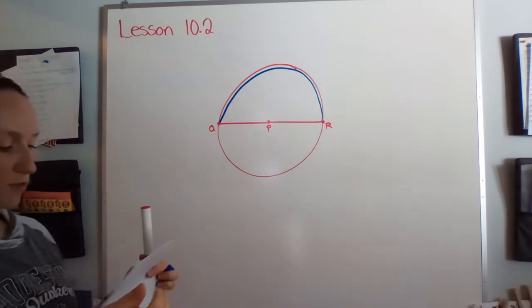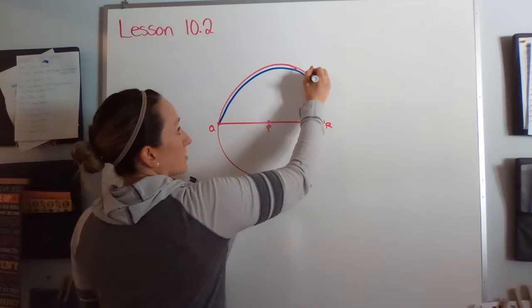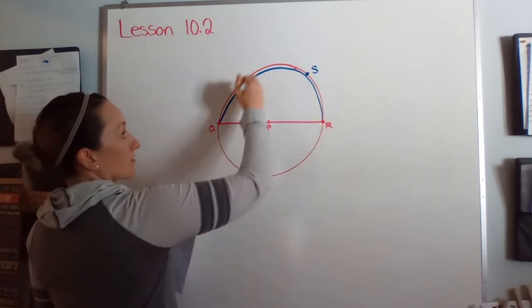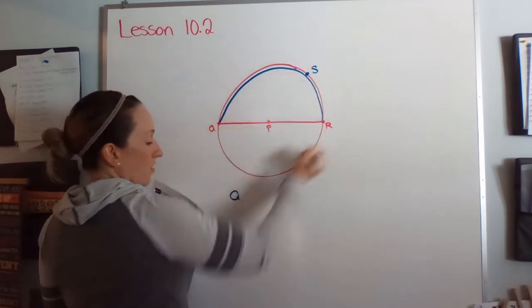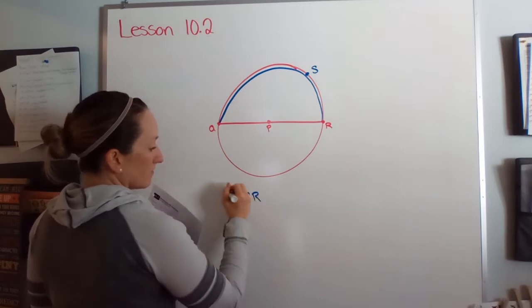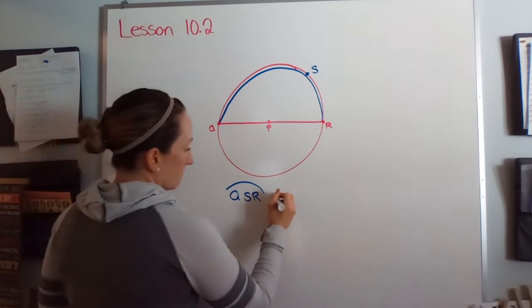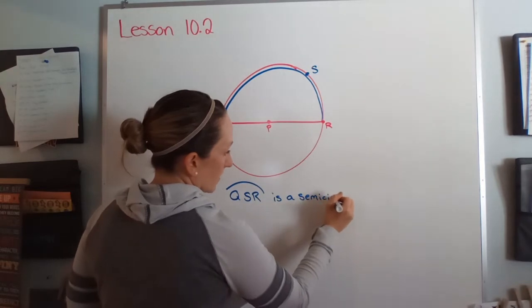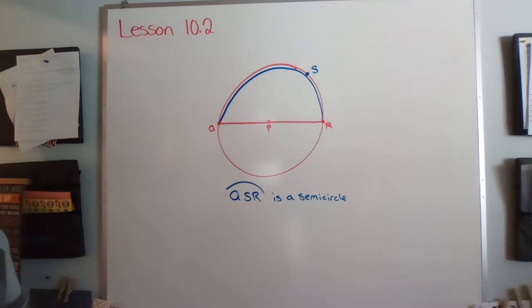Okay, now I'm going to add another point to the diagram. I used an S in my notes just to be consistent. Okay, so if I was to talk about this arc right here, arc QSR, okay, that arc right there, that's a semicircle. And it measures 180 degrees. It's half of the whole circle. Whole circle is 360. Half of the circle is 180.